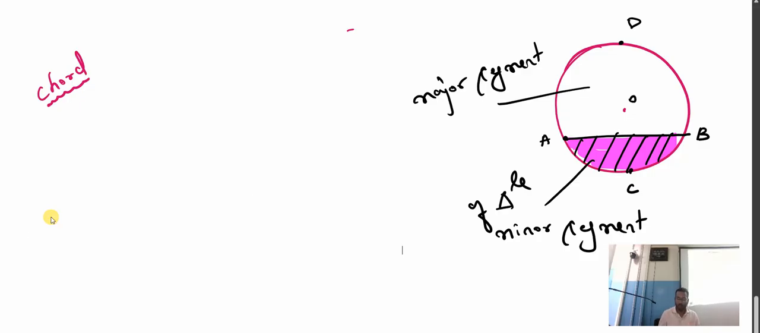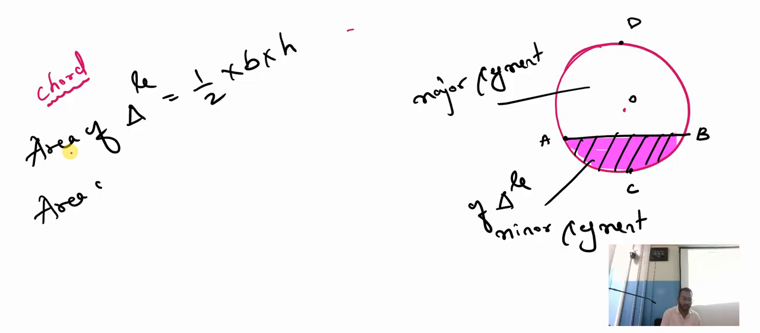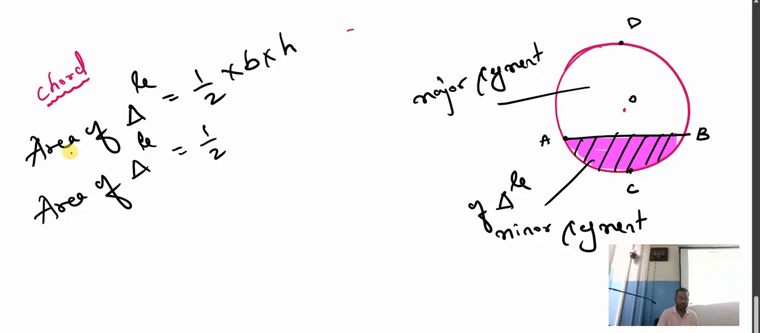Kindly make a note. First I'll give the notes. Don't worry. First, to find the area of the triangle I am going to use the formula half into base into height. And one more formula to find the area of the triangle is half into r square sin theta. In most of the textbooks they have not given this formula.